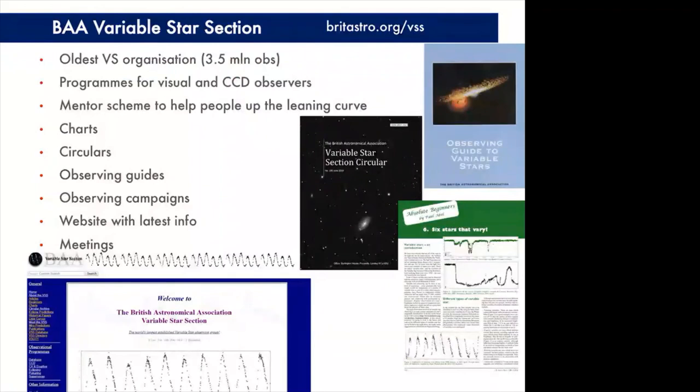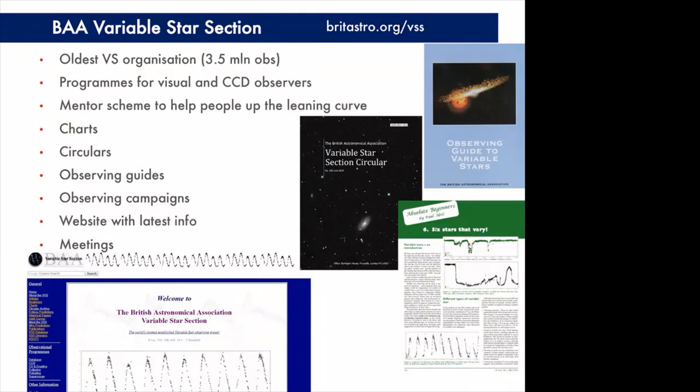So I've only been able to show you a few examples of some of the variable star classes tonight. This is only a really small microcosm of variable star astronomy. There's lots more that I could tell you about, but I'm not. If you'd like to know more, please go to the Variable Star Section's website. I should say that the VSS is the longest established variable star observing organization in the world. It was established in the same year as the BAA itself, in 1890.